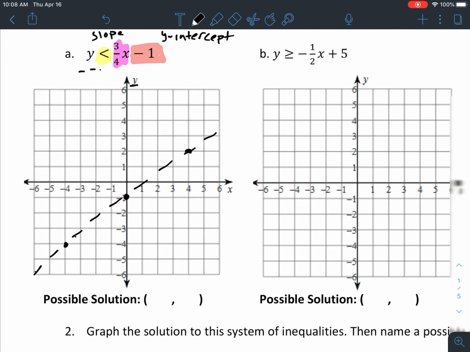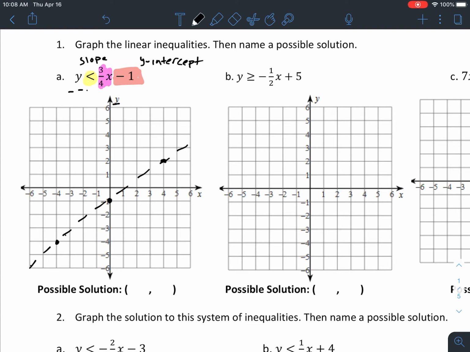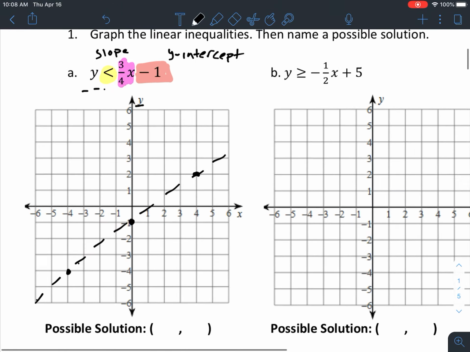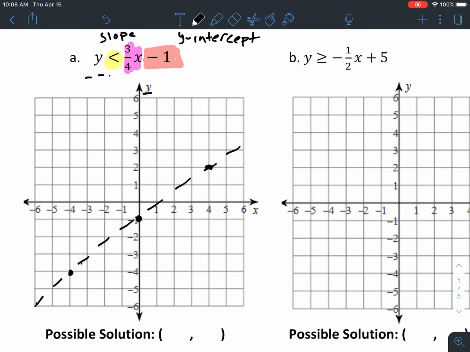Okay. Now, it's asking for a possible solution. So it means we have to find two numbers that will work. So we pick two numbers above the line. Let's pick an x and y number above this line. Let's just test that. Let's go 1, 1. So we're going to pick this spot right here because it's above the line. So let's see if that works. It's easy numbers, so let's test it out.